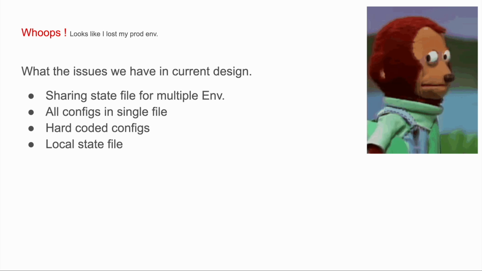So it's better. We can improve that. And also we notice the hard-coded configs: all the side values, instance type, AMIs, everything is hard-coded. Previously we learned that we can use variables, and we can improve that. And also currently all these production and staging states are managed locally, which is not good.